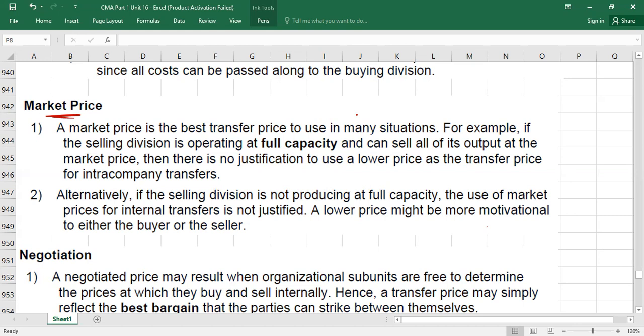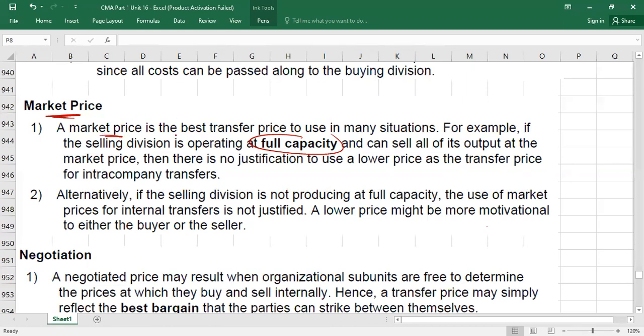Now think here, look, when is this approach better for the seller first? If the seller is operating at what? Full capacity, he doesn't have any idle capacity. Plus he has customers in the open market. Then he should sell at which price? At market price. Because if he sells below the market price, he will lose money. Right or wrong? So if you are operating as a seller at full capacity and you have a customer in the external market also, then the best strategy is what? To sell at market price. Understood?